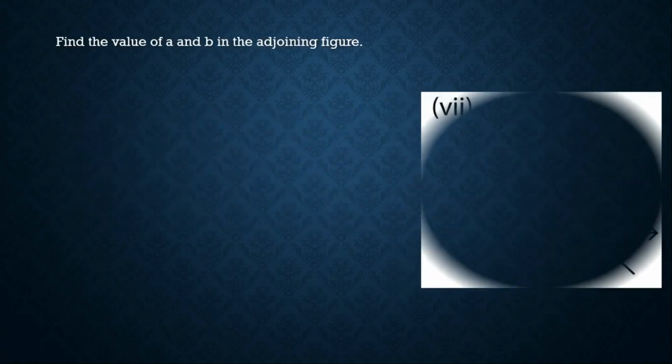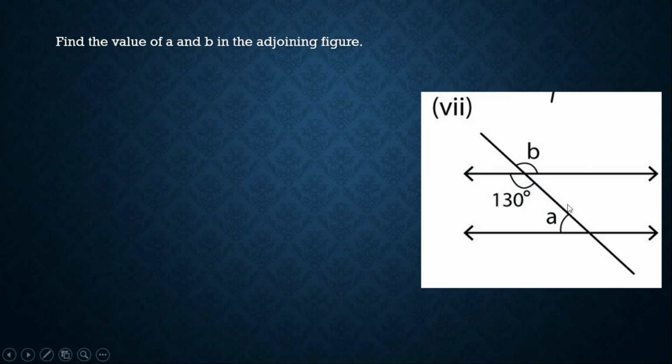Now let us see one more problem. We have to find the value of A and B in this case. So what is the value of B? Yes, 130 degrees. Why? Because they are vertically opposite angles. So the value of angle B is 130 degrees. Now how will you find the value of A? Yes, very good. These angles are forming here the supplementary angles. So how will we solve this? 130 degrees plus angle A equal to 180 degrees. Now we will take this 130 degrees from the left hand side to the other side and we will solve.